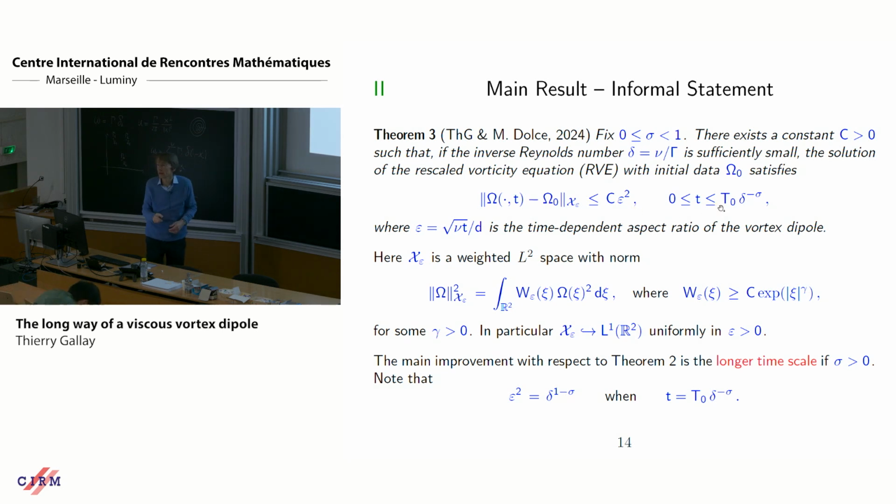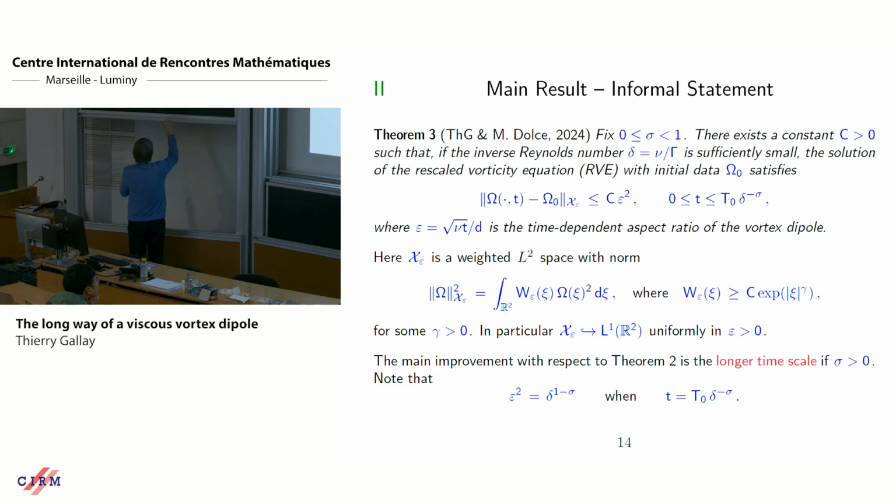So t0, I recall, is my advection time. This is a time on which I see an evolution of the motion given by the point vortex system. And now you see that I can go to time t0 times delta to the minus sigma for any sigma less than 1. So I want to explain this on a little picture here, to see what's going on.